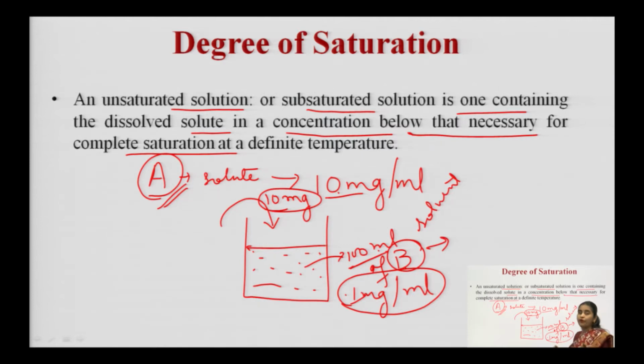Whenever we perform experiments related to solubility, to find out the degree of saturation and solubility, we have to mention the temperature. So, it would be more perfect if I mention 10 mg per ml at 25 degrees Celsius, because solubility is affected by change in temperature. It may increase, it may decrease, or it may remain unaffected. We will study these factors when we study the factors affecting solubility in our next lectures.